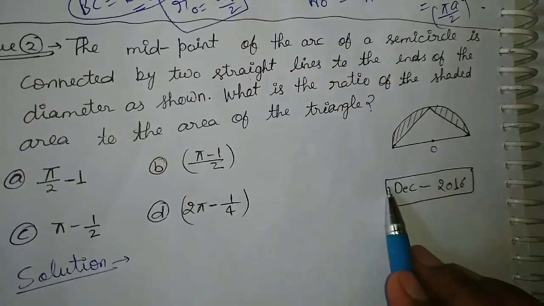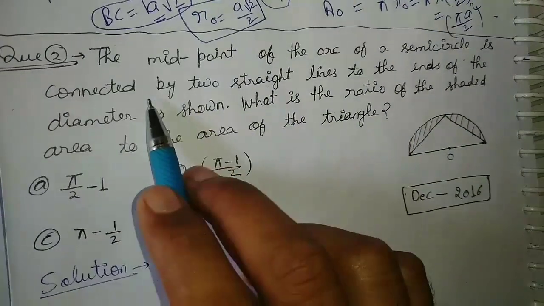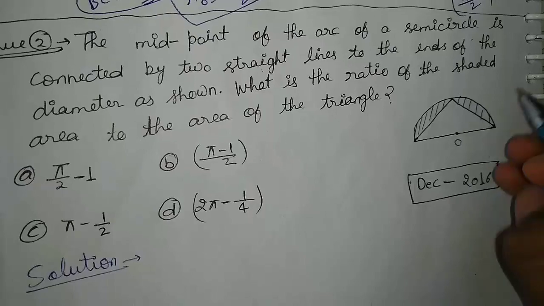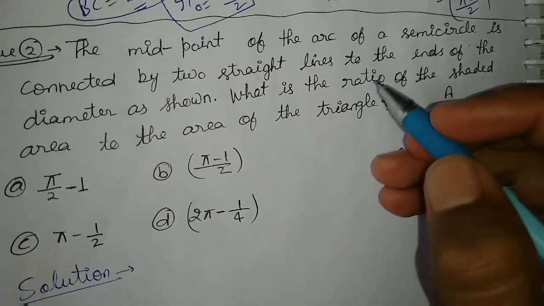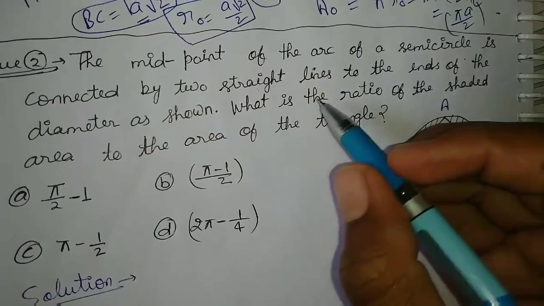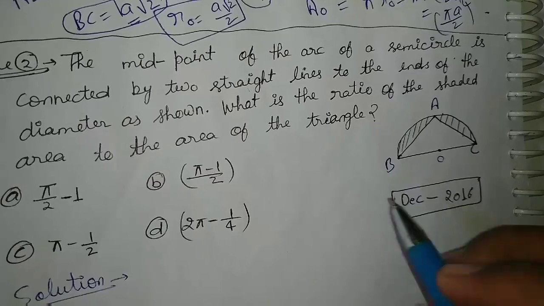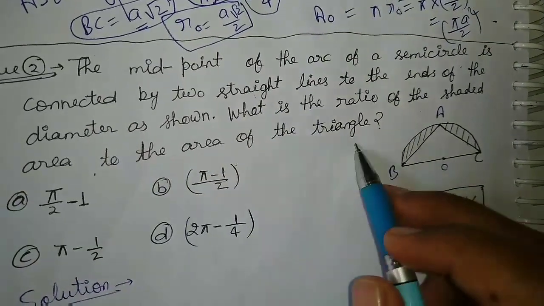Now we will come to the next question. The question is: the midpoint of the arc of a semicircle is connected by two straight lines, say A, B, C, BA and AC, to the ends of the diameter. B and C are the ends of the diameter. What is the ratio of the shaded area to the area of the triangle?